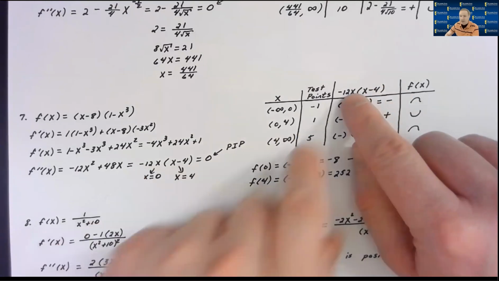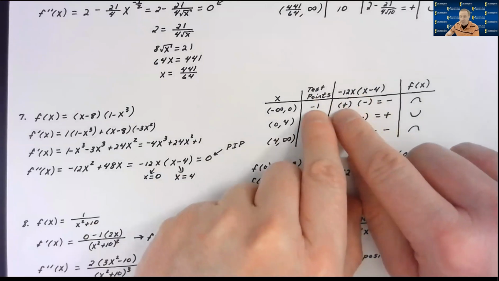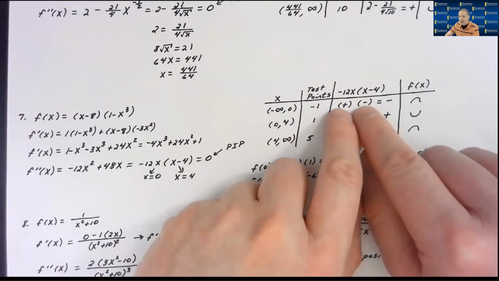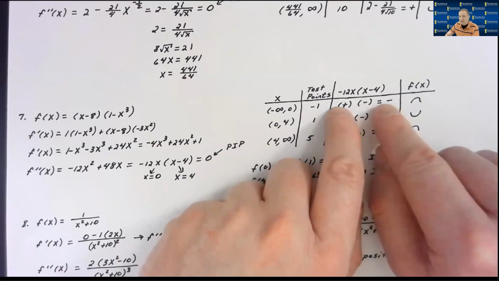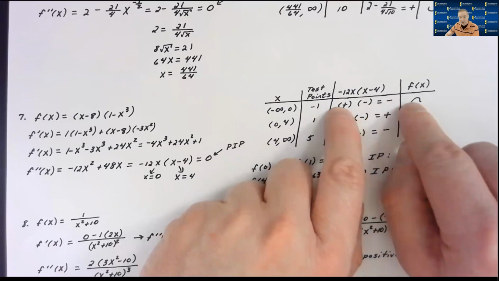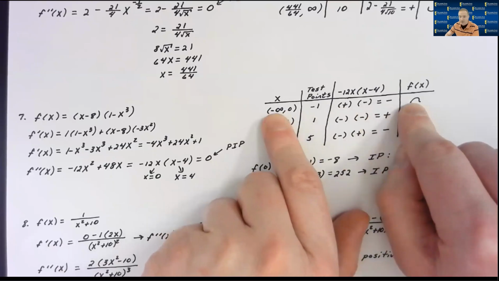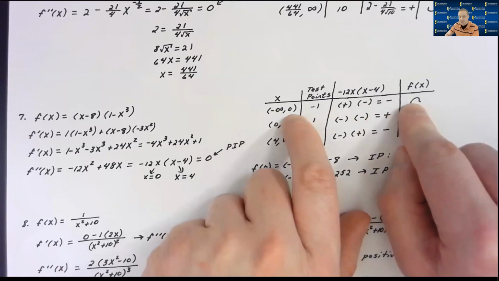So I can say, well, what happens when I plug a negative 1 into this expression? Well, negative 12 times a negative 1 is a positive. Negative 1 minus 4 is a negative. So I know I'll have a positive factor times a negative factor. That's a negative. My curve is going to be concave down over that region, negative infinity to 0.